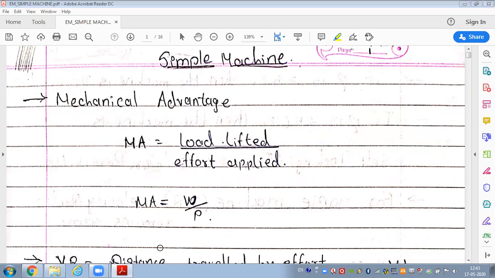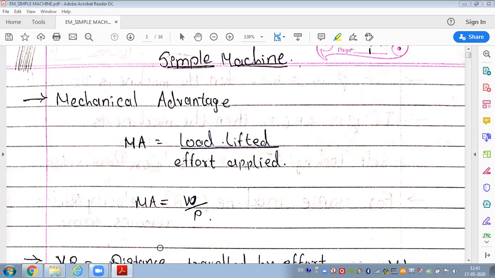First of all, what is a machine? It is a device by which a heavy load can be lifted by applying a small amount of effort. The main topic is a simple machine. It is a device to lift or transport a heavy load by applying a small effort. In the given slide, what is MA? It is the load lifted by the effort applied. The symbol of load is W and effort is P.